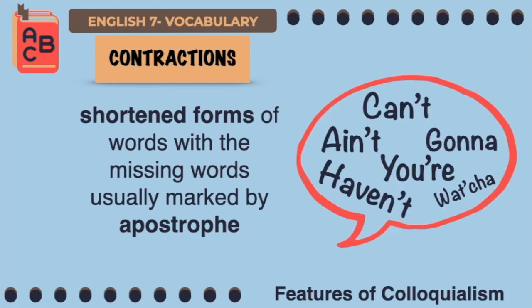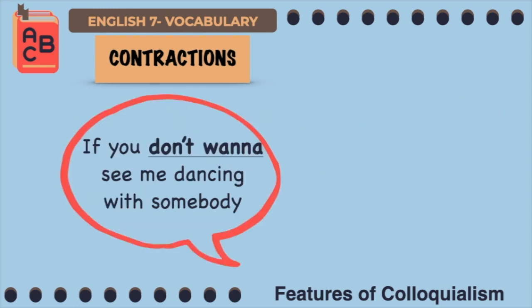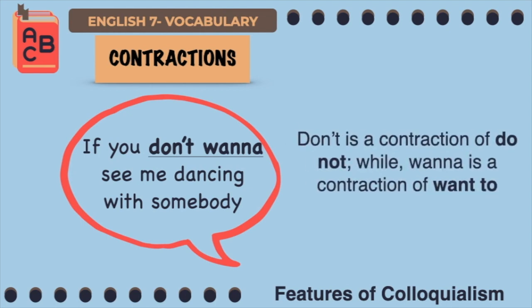Examples are can't, which is a contraction of cannot; ain't, a contraction of am not; gonna, a contraction of going to; you're, a contraction of you are; haven't, a contraction of have not; and whatcha, a contraction of what are you. Here is an example sentence with contractions. If you don't wanna see me dancing with somebody, in this sentence, the contractions are don't and wanna. Don't is a contraction of do not, while wanna is a contraction of want to.